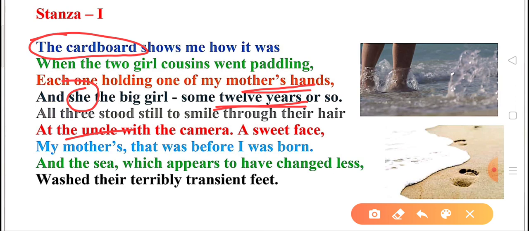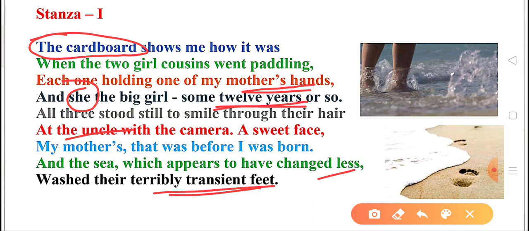And the sea, which appears to have changed less, washed their terribly transient feet. They used to walk in the water. You can see over here the young child moving in the water waves. The waves are rolling toward the seashore, and her mother as well as her two cousins used to stand over there, and the rolling water waves used to wash their feet.